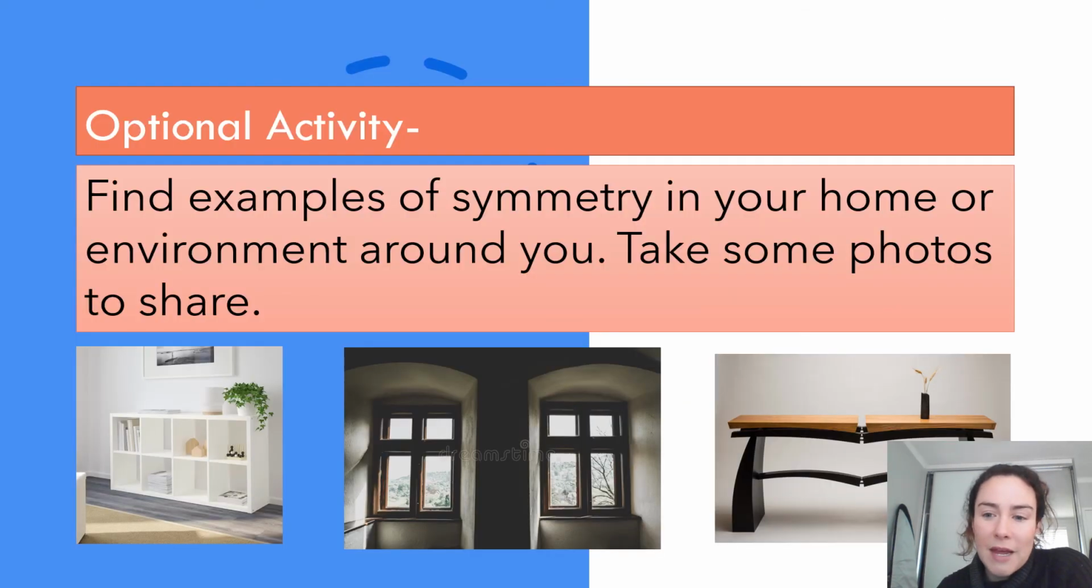And our final optional activity for the week is to find examples of symmetry in your home or environment around you and take some photos to share. So here's some examples here of the window symmetry, our IKEA cube and a dining table. So see what other lines of symmetry you can see around your home. Have fun.